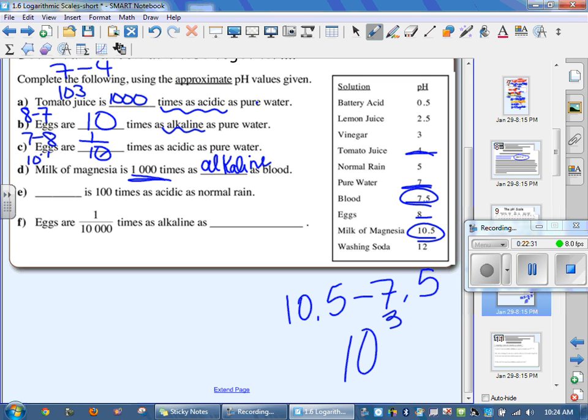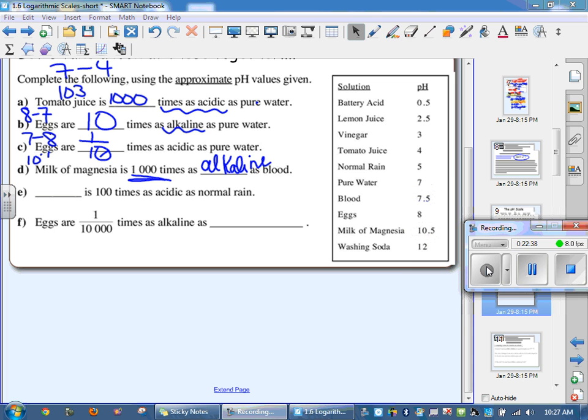Now it's saying something is 100 times as acidic as normal rain, which means it's more acidic than normal rain. That means you had to take something, subtract something, and get an answer of 10 to the 2, because 10 to the 2 gives us 100.